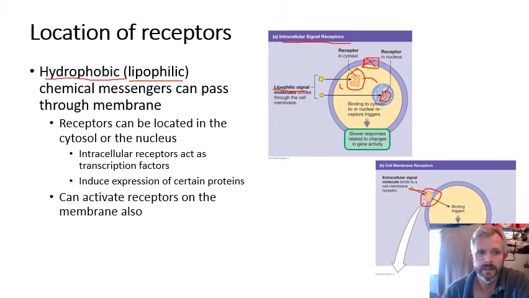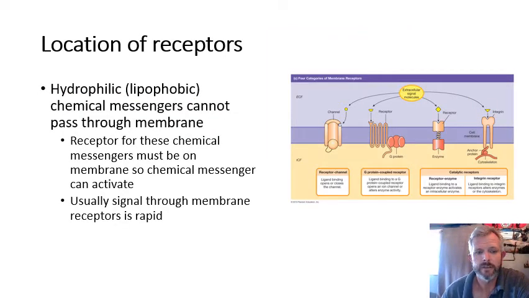Okay, but lipophilic molecules can be inside or on the membrane. Let's look at our hydrophilic or lipophobic molecules. These are molecules that are polar, usually, in characteristics, and they can't make their way through the plasma membrane. They get turned away. So where must these receptors be? They must be on the membrane. They must have a binding site that is outside of the cell.